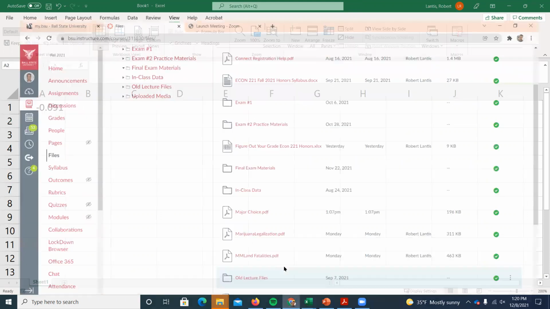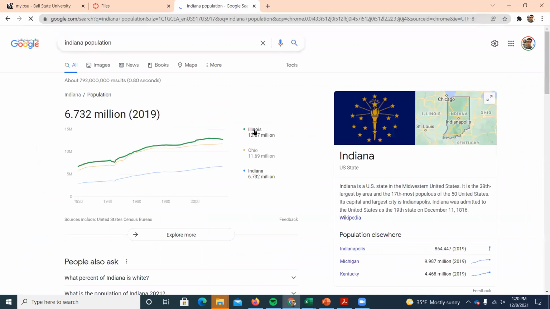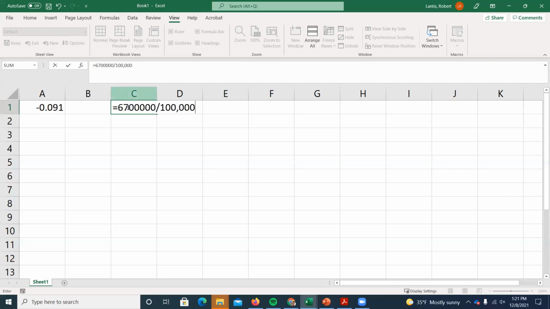So I don't know, let's just use Indiana as an example. So 6.7 million, right? So if I do, what, 6.7 million divided by 100,000 people. Because remember, the units of this variable is the number of fatalities that it saved per 100,000 people, right? So how many 100,000 peoples are there in Indiana? Well, I would just divide the number of people in Indiana by 100,000. Oops, I used a comma. There, it got rid of it for me. So 67, right, 100,000 people.